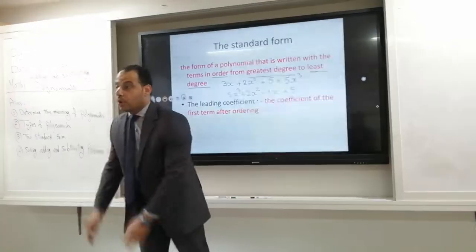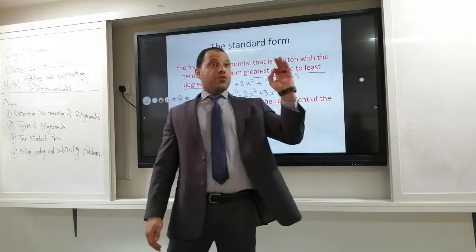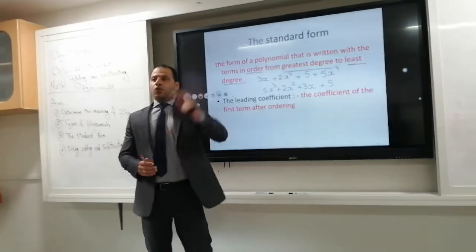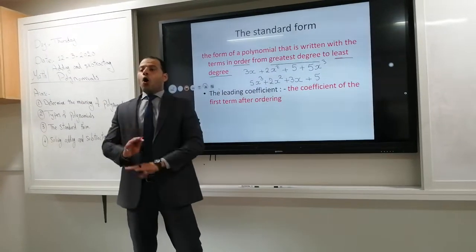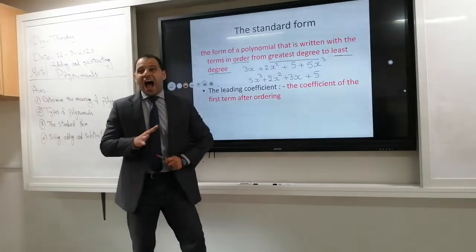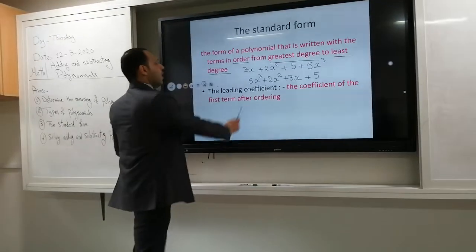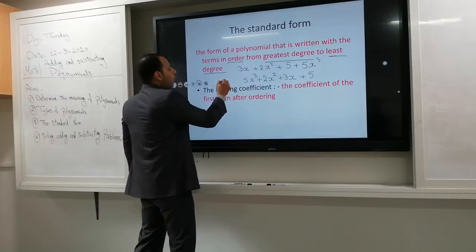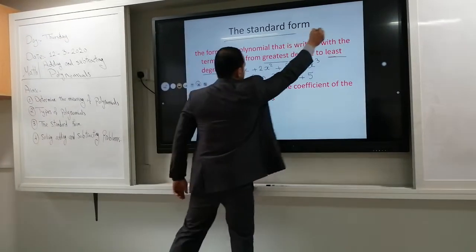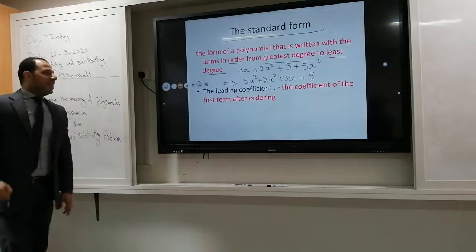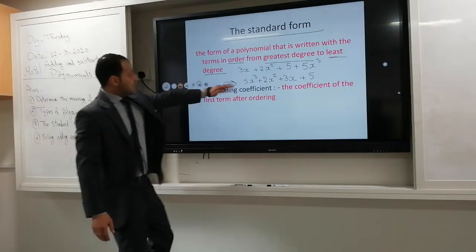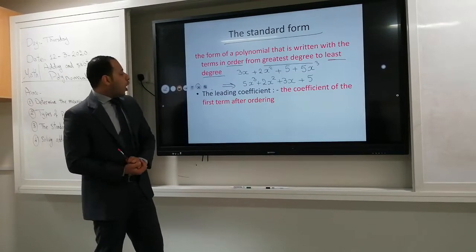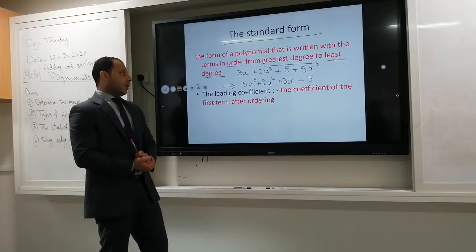It's an important remark. Constant means a number, like 2 over 3, like 5, like negative 7. All these numbers, their degree is 0. So we have here, the greatest degree is x power 3, so we order the terms, and this is called the standard form. We're going to the leading coefficient. The leading coefficient is the coefficient of the first term after ordering.